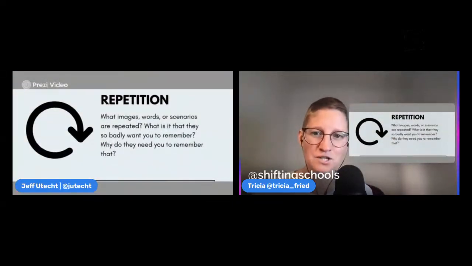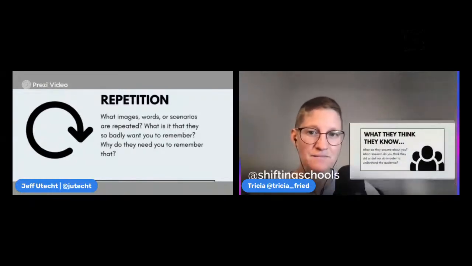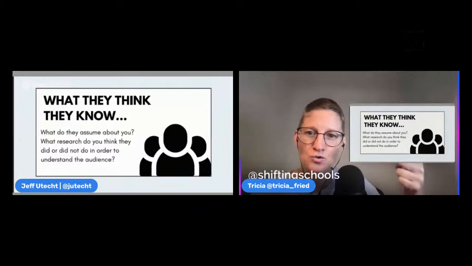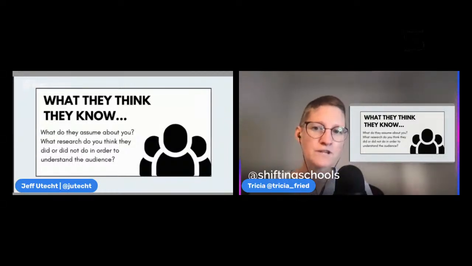Repetition. Which messages, words, images, scenarios are repeated again and again and again? What is it that that advertisement so badly wants us to remember? Why do they need us to remember that? And then lastly, what is it that this advertiser assumes about you, the audience, about each of us specifically? What research does it appear that they've done about you? What makes you think that?